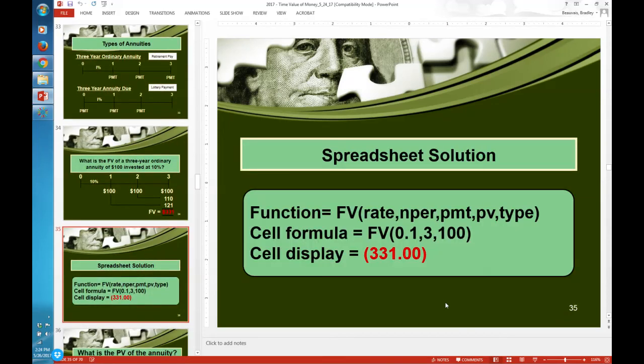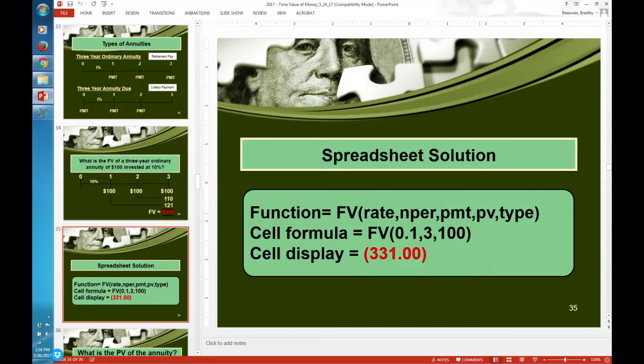Now, instead of going through the long, heavy-handed math, I can actually go through and use future value to help me make these calculations. Here, of course, we have the 10% rate, the number of periods, and here's where, for the first time, we employ the payment function of $100.